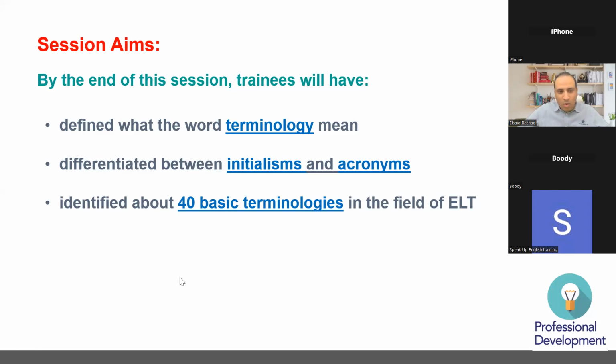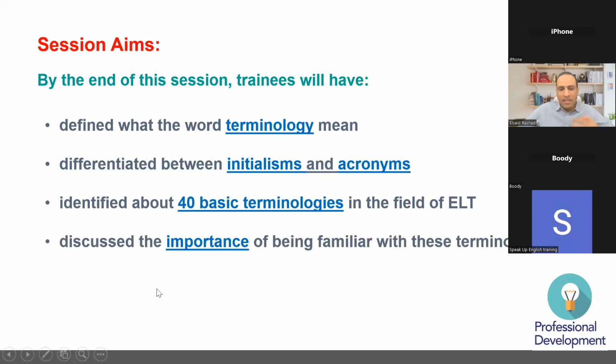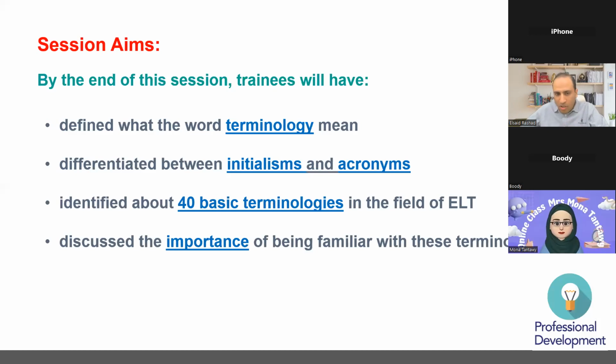Anyway, the last one is discussing the importance of being familiar with these terminologies, because some people don't think that being familiar with terminologies is essential, is important. So we will discuss that and we will see if it's important or not important. So these are the 4 aims and we will be revisiting them. We will be checking them from time to time.